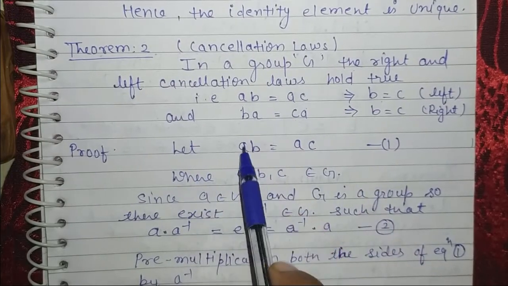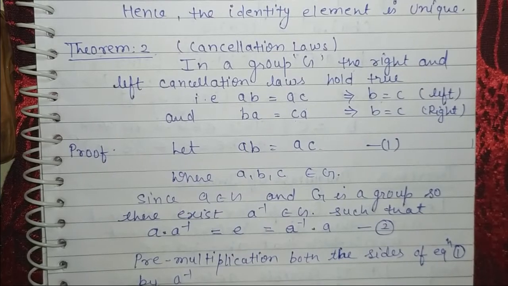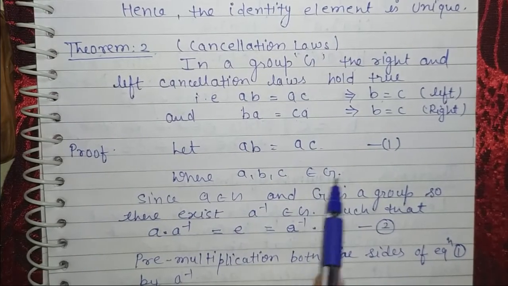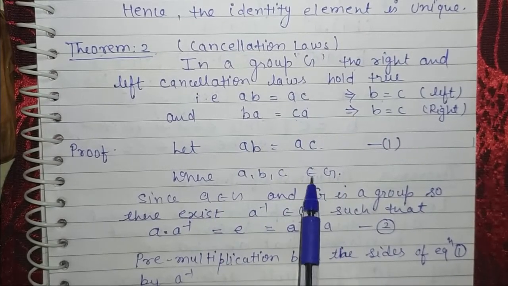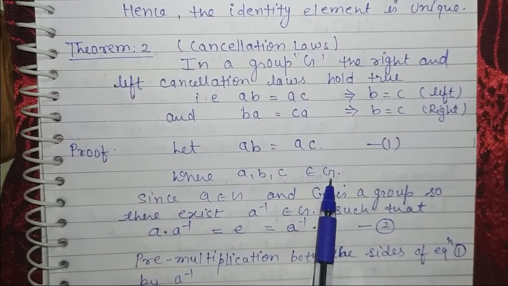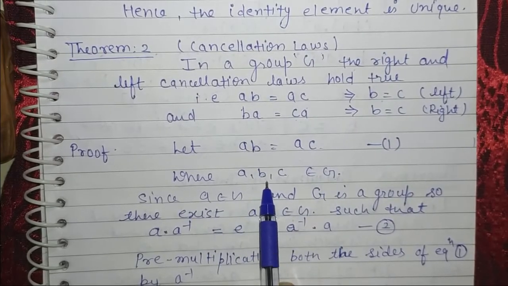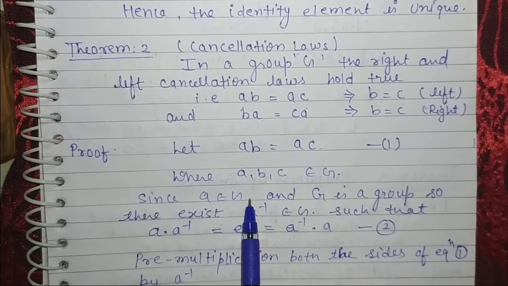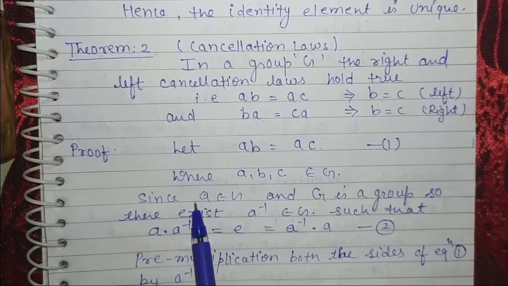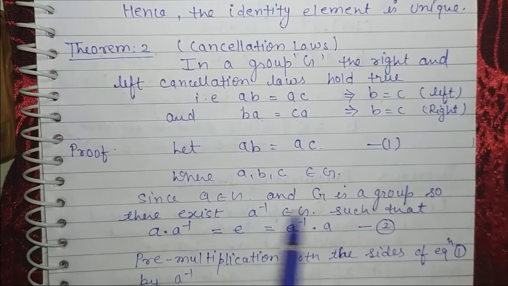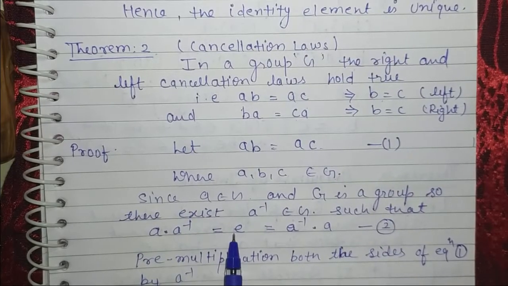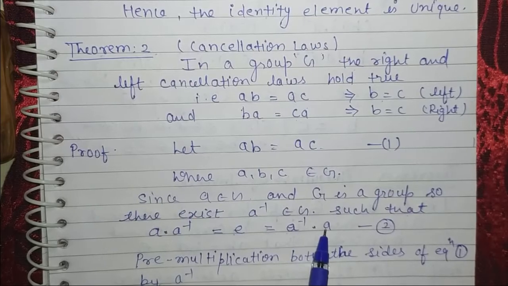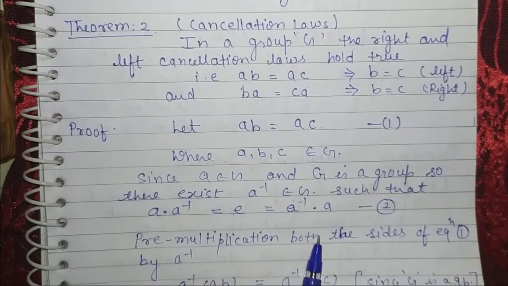It is already given that AB is equal to AC. This is our first condition, where all the elements A, B, C belong to our group G, because G is a given group and all the elements belong to the group. If A belongs to the group, it means the inverse of A exists. So we can write A dot A inverse is equal to identity E, or A inverse dot A. This is our equation number 2.